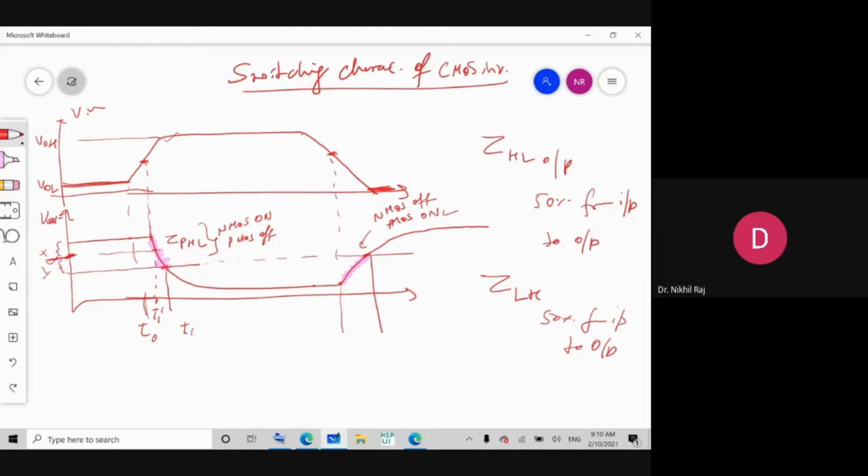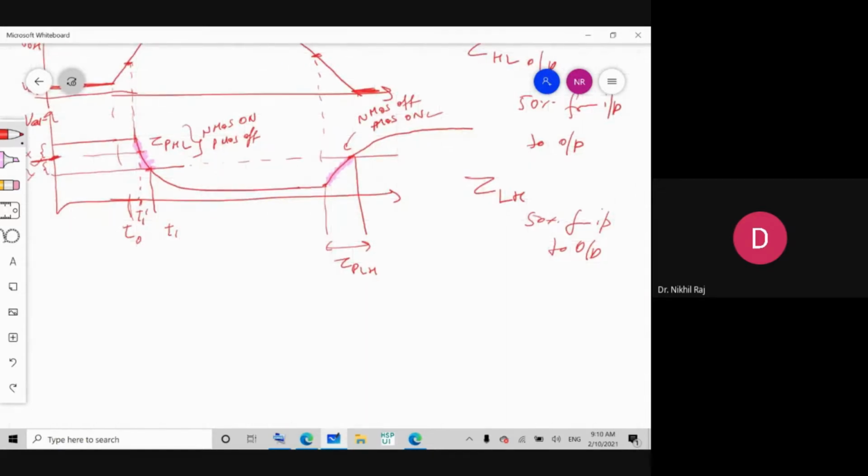Once I know the PMOS is in the on state, whether any change in the region of operation will be there, or throughout this TPLH the region will be the same. For that we will look at the analysis of the inverter. Just recall that inverter. Let us briefly draw this diagram.